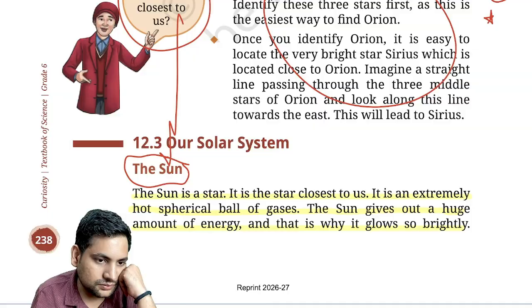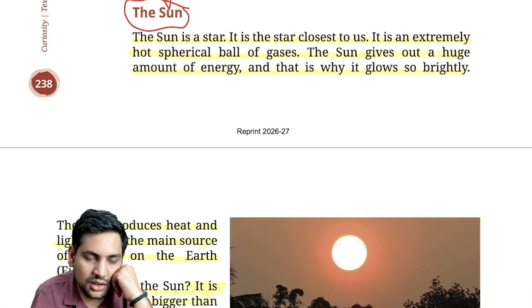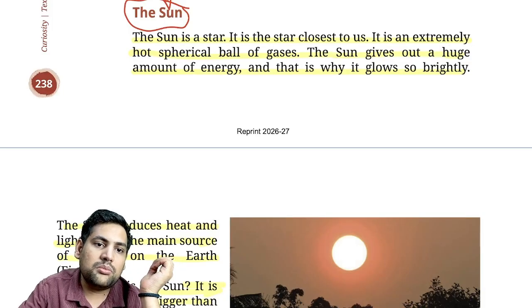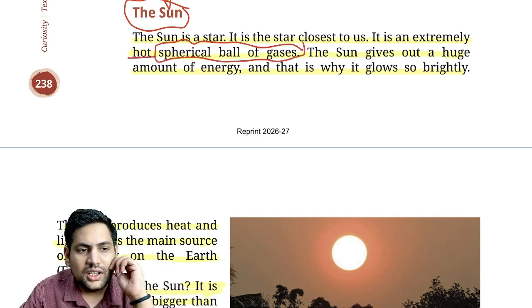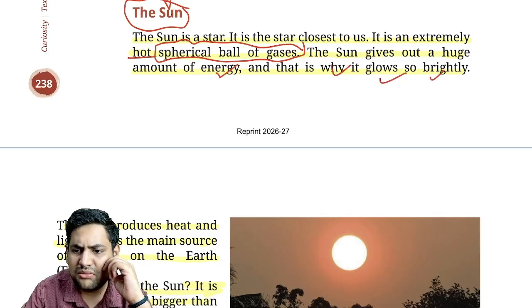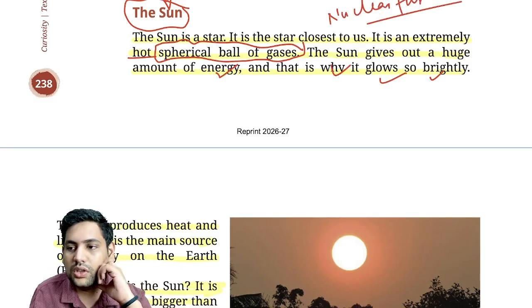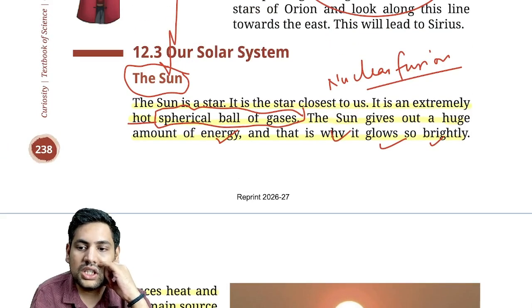Now, see, the sun is the star that is closest to us. It is an extremely hot spherical ball of gases. What is it? It is a spherical ball of gases. Then the sun gives out a huge amount of energy, and that is why it glows so brightly. Now, how that energy is released, we will read in higher classes. This is because of nuclear fusion. So there is nuclear fusion on the sun.